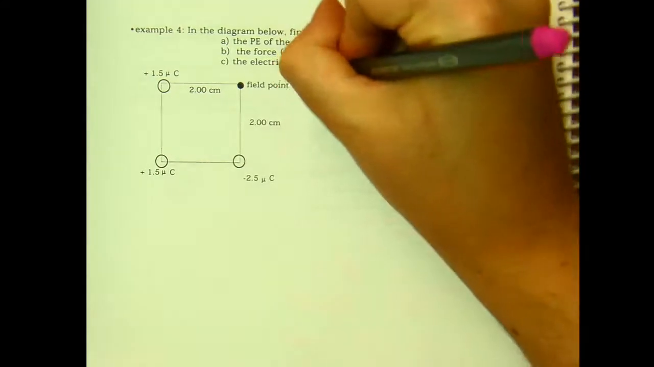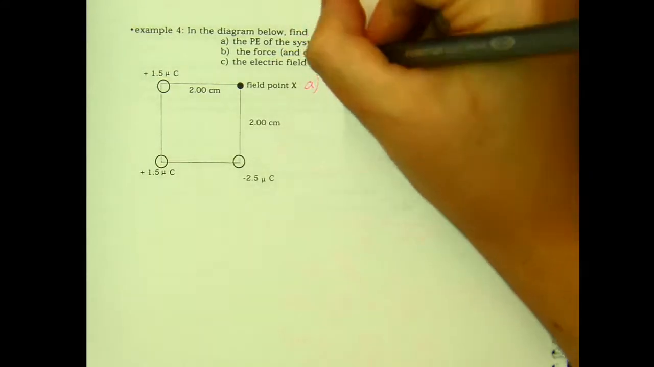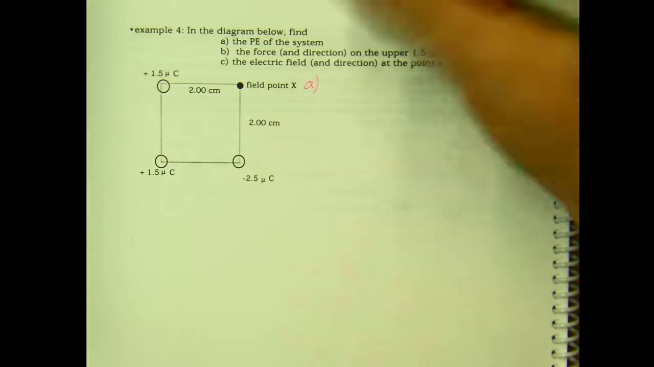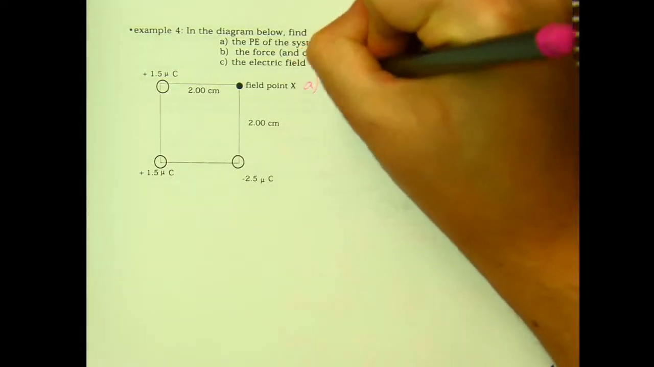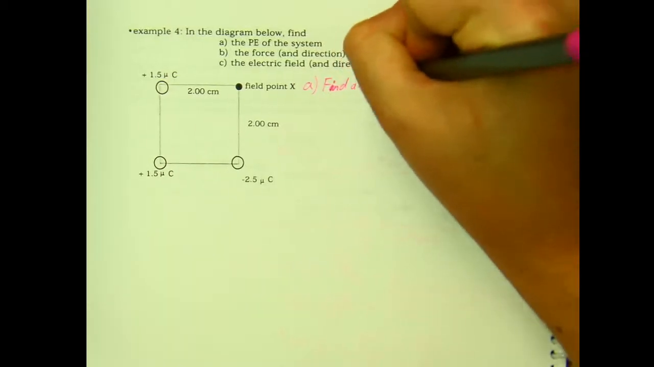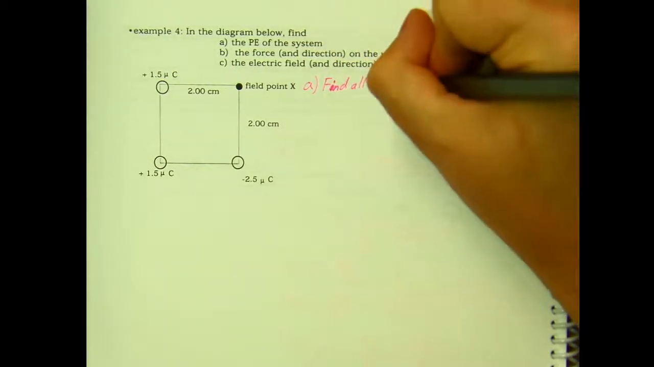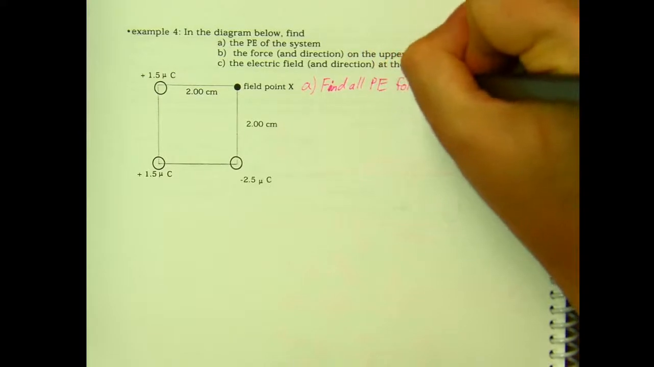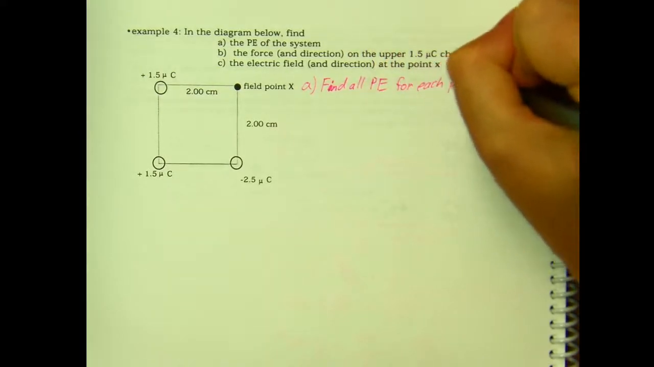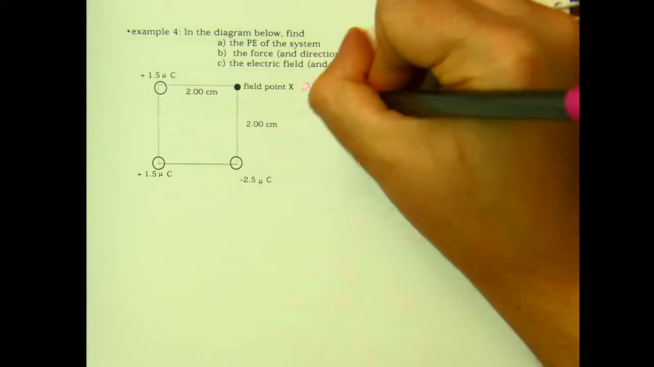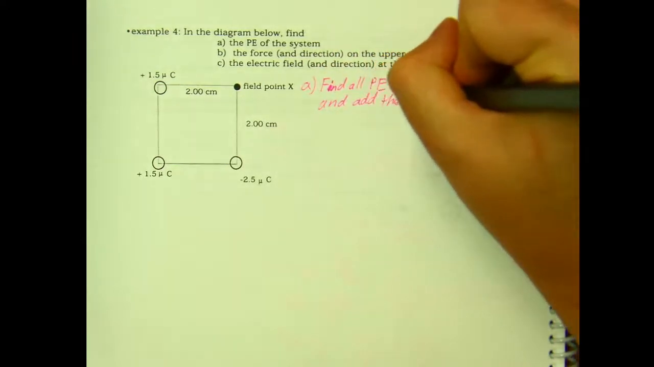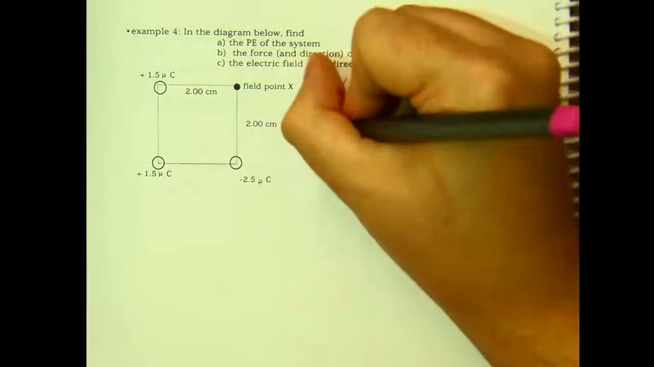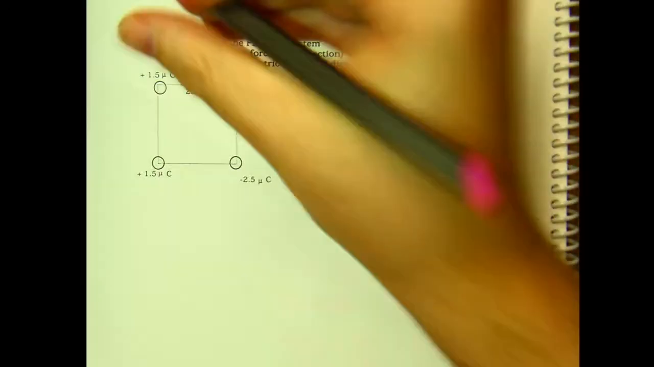So for A, to find the potential energy, we're just finding all of the potential energies for each pair and adding them up. So I'm going to label these guys. I'm going to call this guy 1, call that guy 2, and I'm going to call this guy 3.